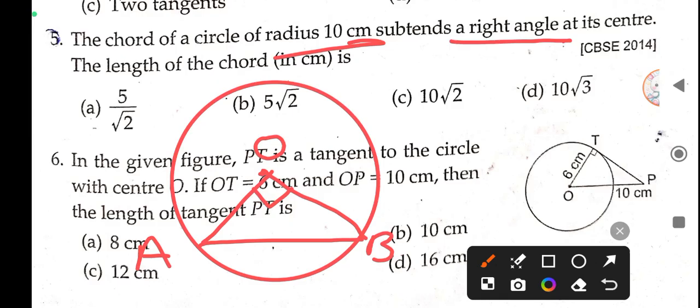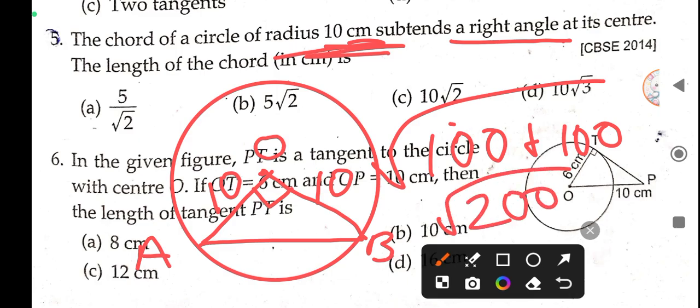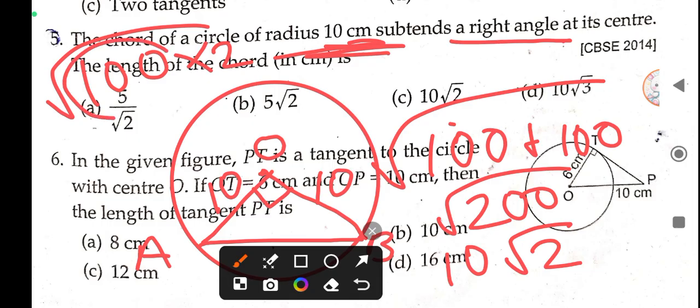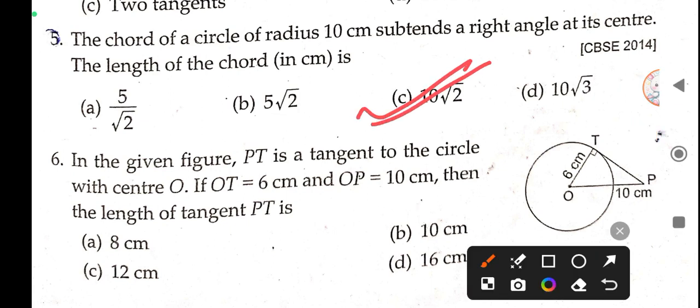Now the length of the chord in centimeter would be asked. Here it is mentioned that 10 centimeter is the radius, so OA and OB both are the radius, 10 and 10. If we talk about AB, here we can easily see that this is a right angle triangle. So AB will be the square root of 10 square plus 10 square. 10 square is 100, plus 100, so under root 200. We can write 200 as 100 into 2, and if we take out 10, then we get root 2 inside. So 10 root 2 is the right answer, the length of the chord in centimeter.